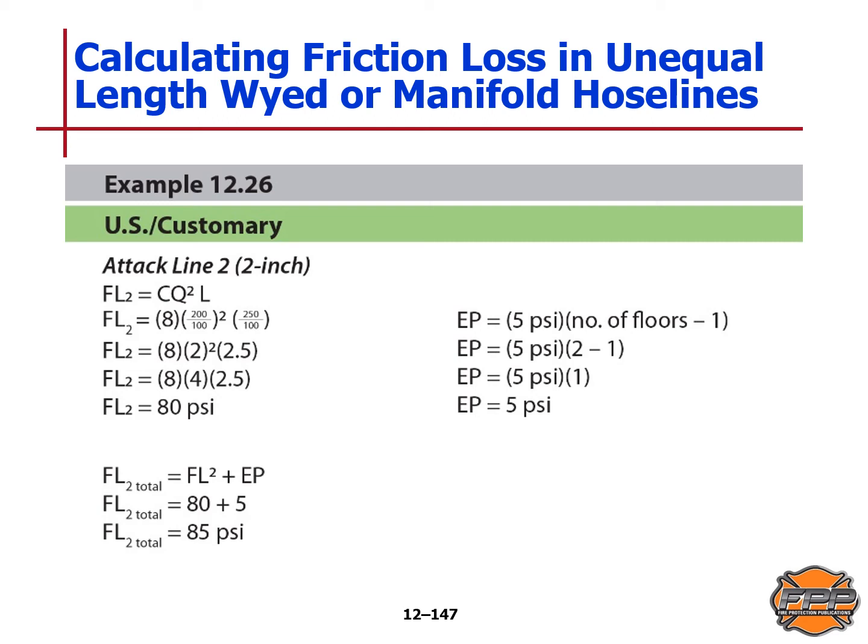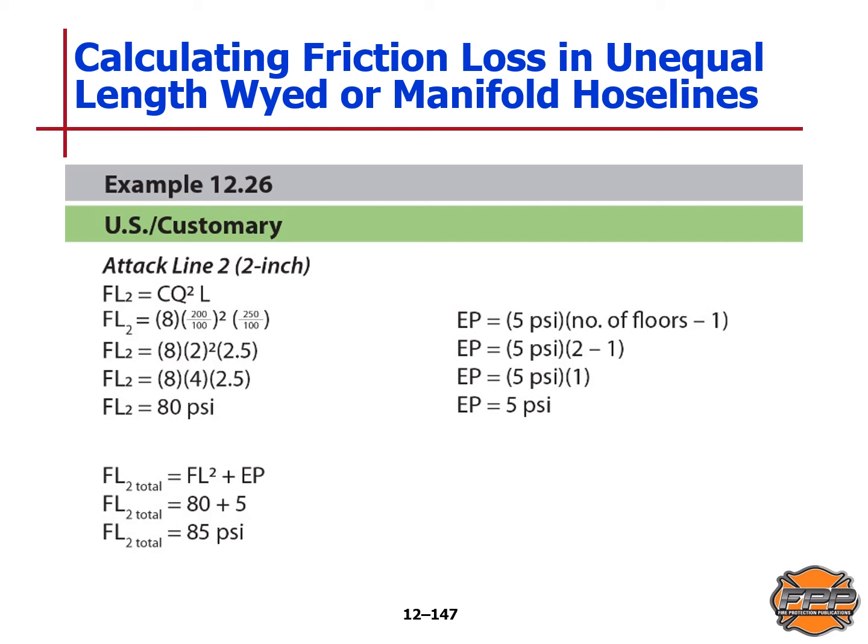If you look to the right, you have to consider elevated position because your second line is elevated up through the second window. So you have elevation pressure of 5 psi times the number of floors minus 1. So that's the easy calculation. So your elevation pressure is 5 psi, and you've got 2 stories minus 1, so 2 minus 1. So your elevation pressure is 5 psi times 1, so your elevation pressure is 5 psi.